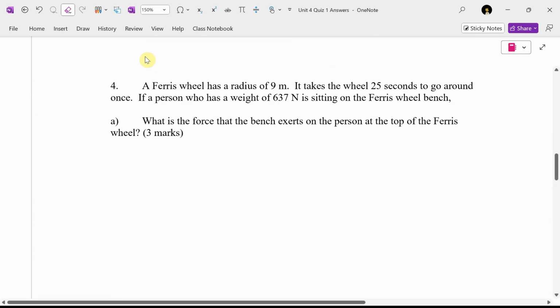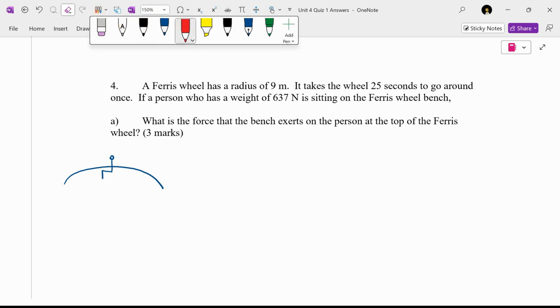Ooh, Ferris wheel. They want the force the bench exerts at the top. So I did kind of a little arc to help me visualize the top. And in fact, I drew a little person just sitting like that so I could visualize which way their head was, because the normal force is always going to be, when you're sitting, in the direction your head is pointing. So I said, what are the forces acting on this?